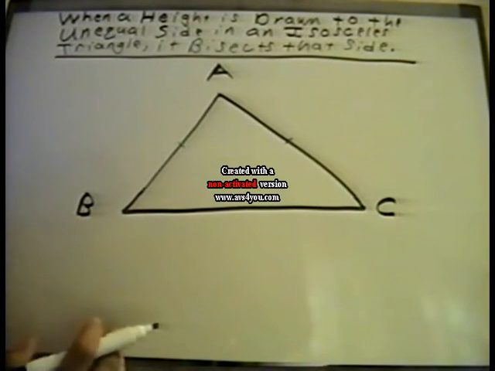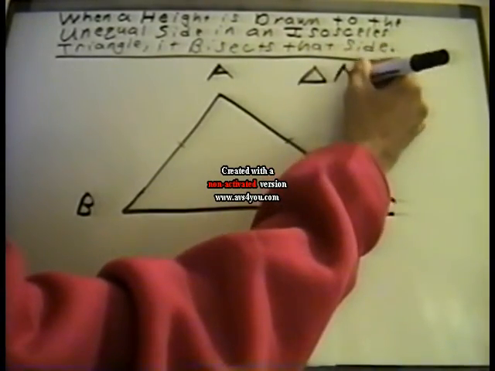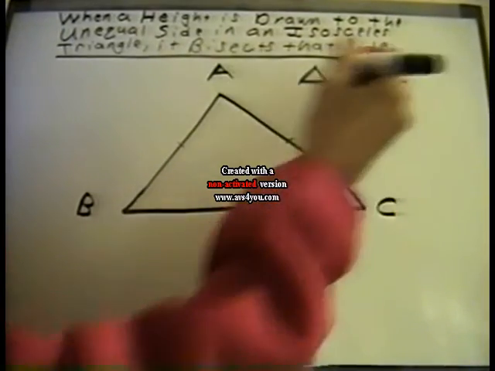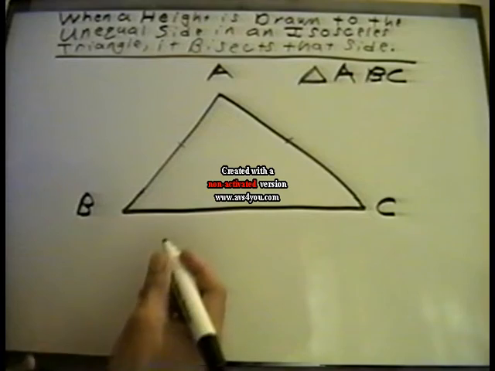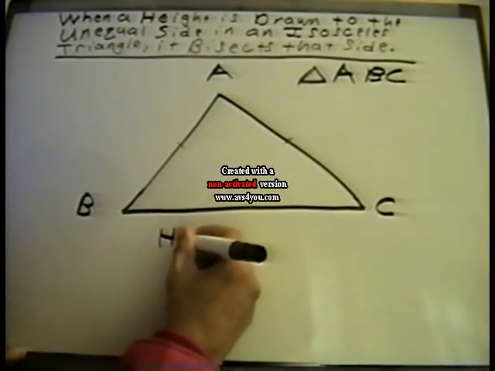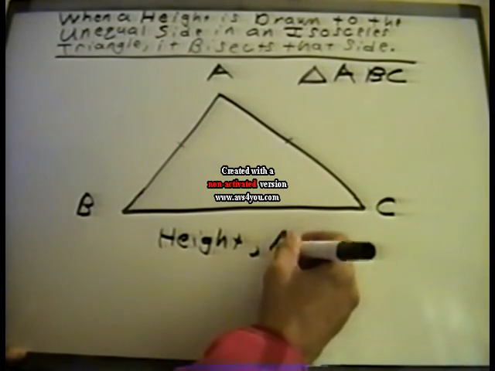Now here we have triangle ABC. So we want to say when a height is drawn to the unequal side in an isosceles triangle, it bisects that side. To bisect is to cut in two. So here we also remember to look up these words: height and altitude.